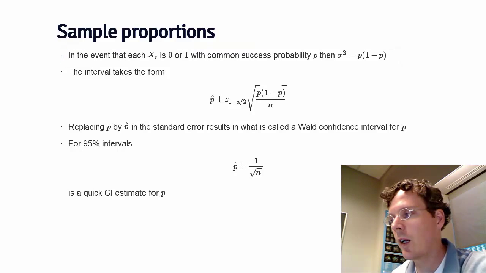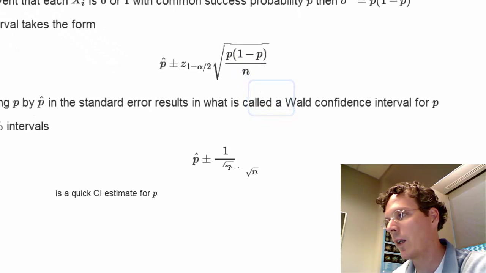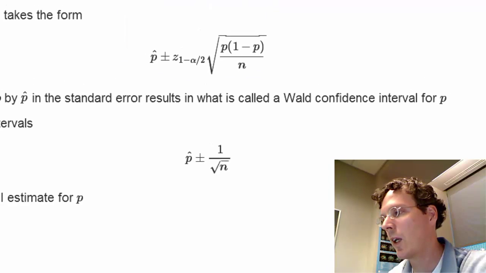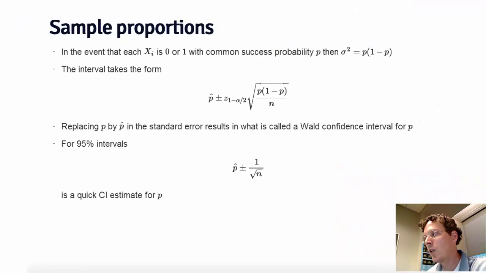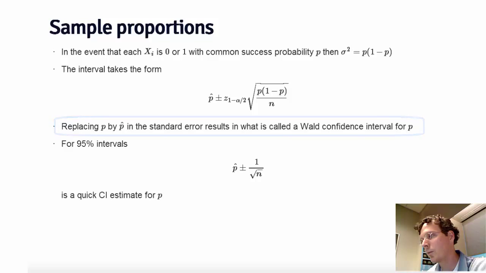Remember then the standard error of the mean is square root p times 1 minus p over n. So the interval takes the form p hat plus or minus the normal quantile times square root p times 1 minus p over n. We don't know p, it's what we want to estimate, and so we don't have this standard error, but we would replace it by p hat. And this is a confidence interval that is called the Wald confidence interval, named after the great statistician Wald.